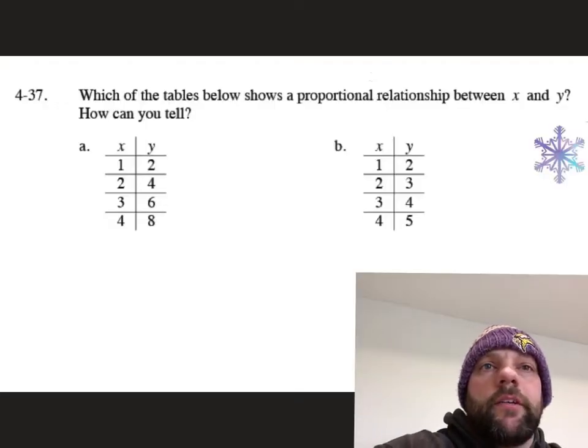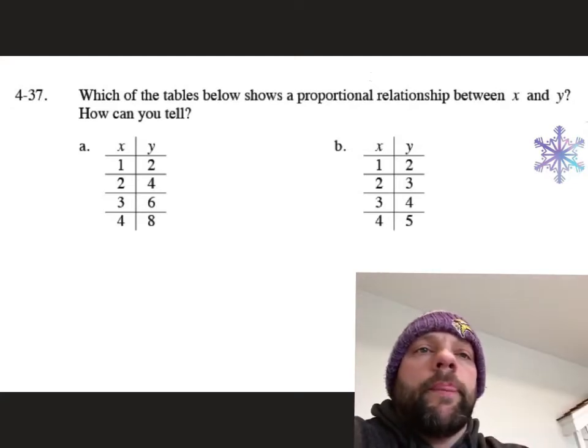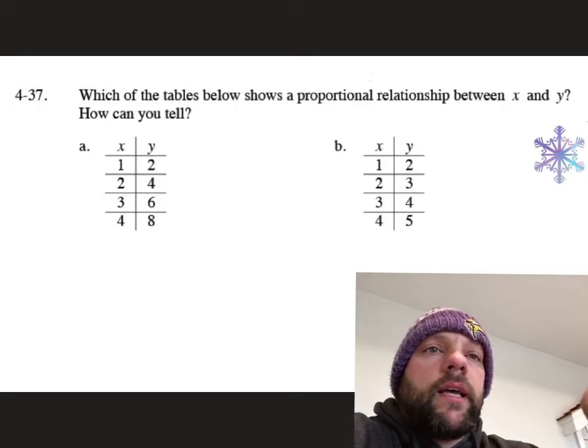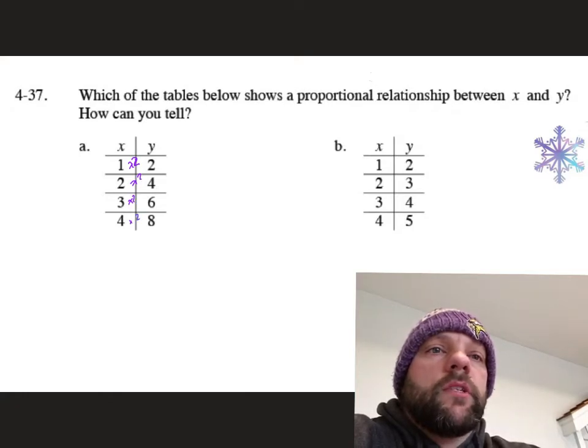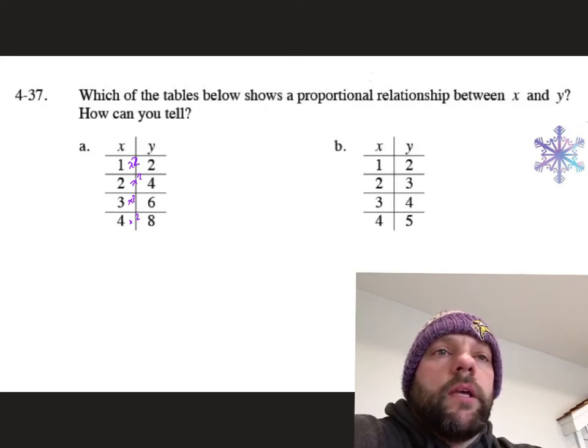All right, time to get down to the nitty gritty and figure out if these are proportional relationships. So what I want to look at is how do I go from 1 to 2. I can multiply by 2. Sorry, it's a sloppy 2. 2 times 2 gives me 4, 3 times 2 gives me 6, 4 times 2 gives me 8. So I'm multiplying by 2.